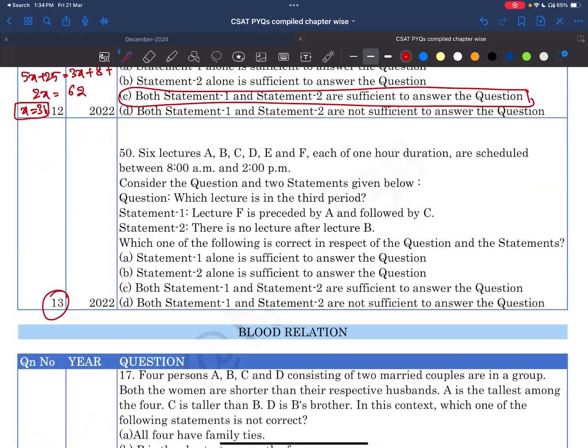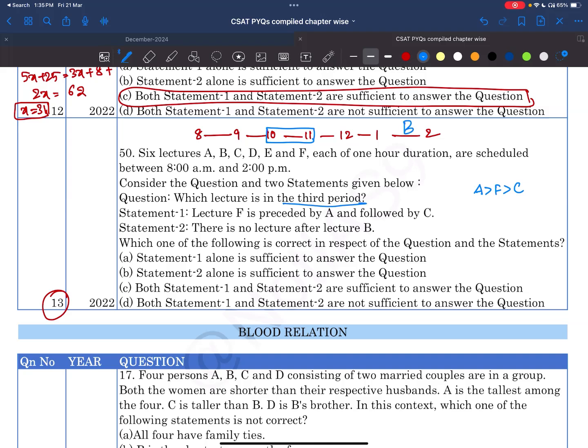Last question. 6 lectures A, B, C, D, E, and F, each of 1 hour duration, are scheduled between 8 a.m. and 2 p.m. Consider the question and 2 statements given below. Question: which lecture is in the third period? That means this is the third period, right? Between 10 to 11. Lecture F is preceded by A and followed by C. That means A comes first, next F, next C, right? Now statement 2. There is no lecture after lecture B. That means B is the last lecture. So B will be here.